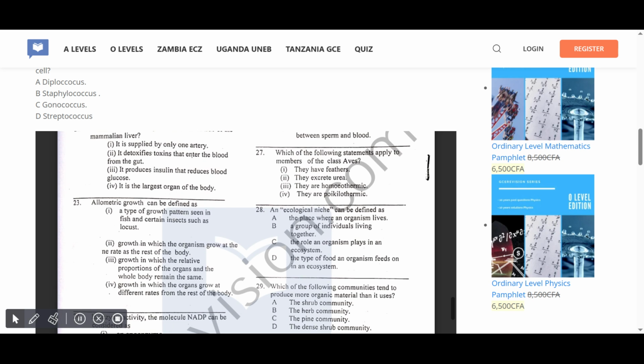An ecological niche can be defined as the place where an organism lives. An ecological niche can be defined as. That is question 28.